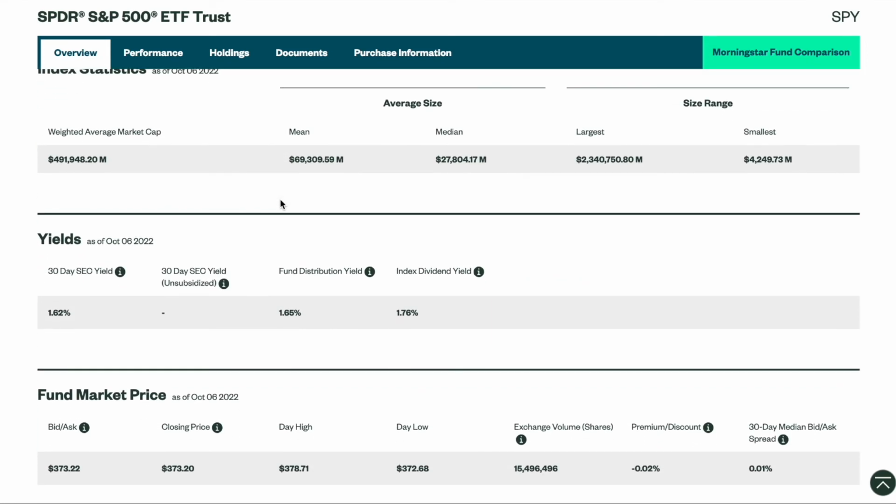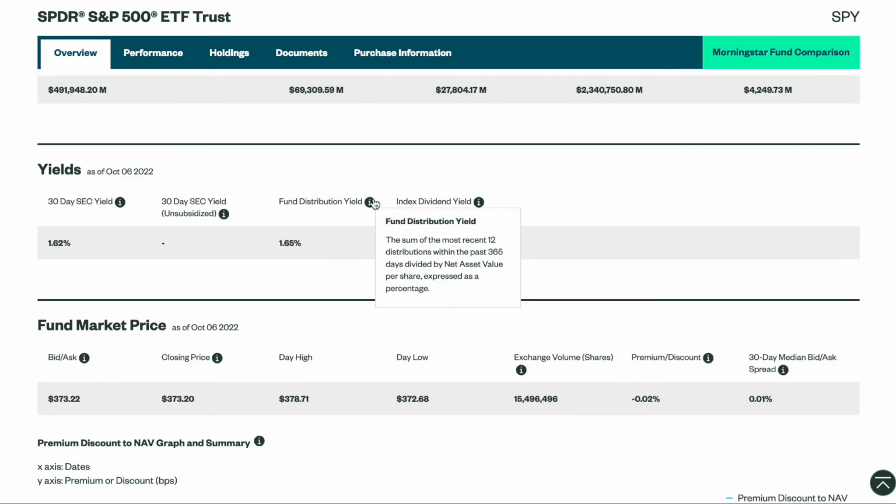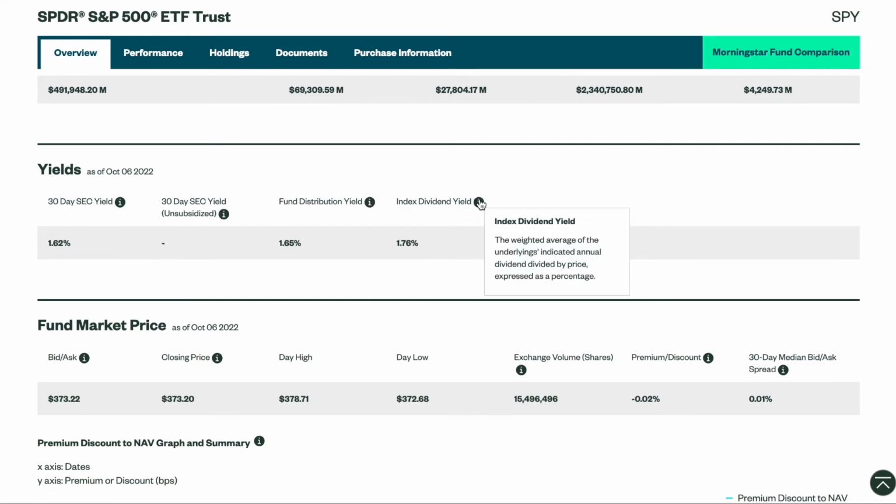And right here, the yields, as I was telling you about earlier: the 30-day SEC yield, and then you have the fund distribution yield and the index dividend yield. So you see how the SEC yield is slightly different than the distribution yield: 1.62% for the SEC yield, 1.65% for the distribution yield, and 1.76% for the dividend yield. The fund distribution yield is the sum of the most recent 12 distributions within the past 365 days divided by net asset value per share, expressed as a percentage. The index dividend yield is the weighted average of the underlying indicated annual dividend divided by price, expressed as a percentage.